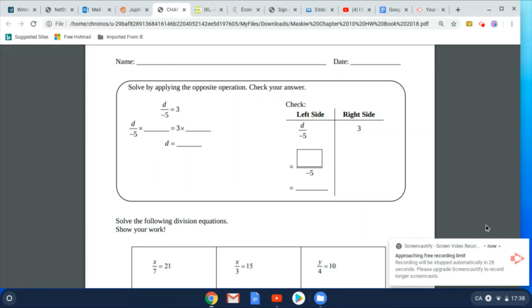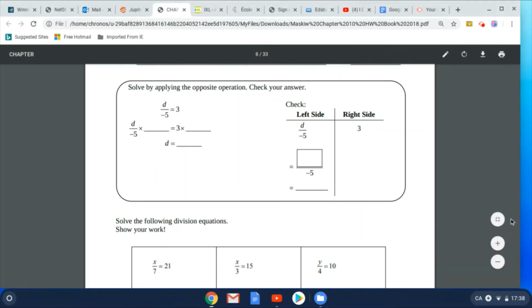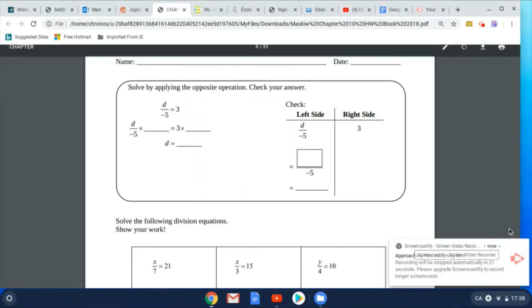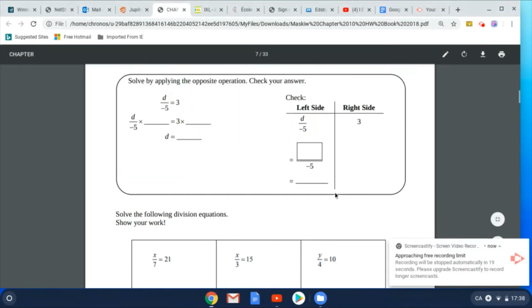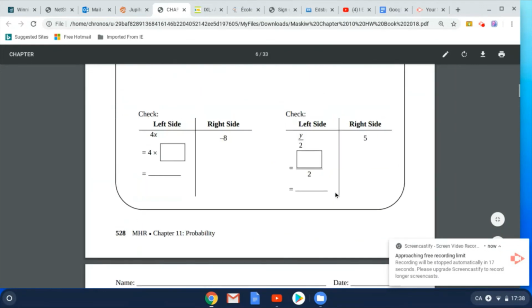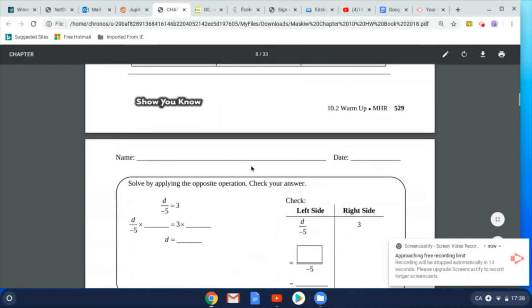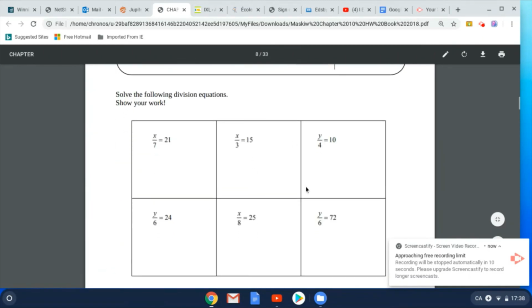I've got it right. If you felt like I was going a little too fast for you, don't worry about it. Go back and watch it again, and then you can do your assignment, which is, I've lost it here, these 6 questions.